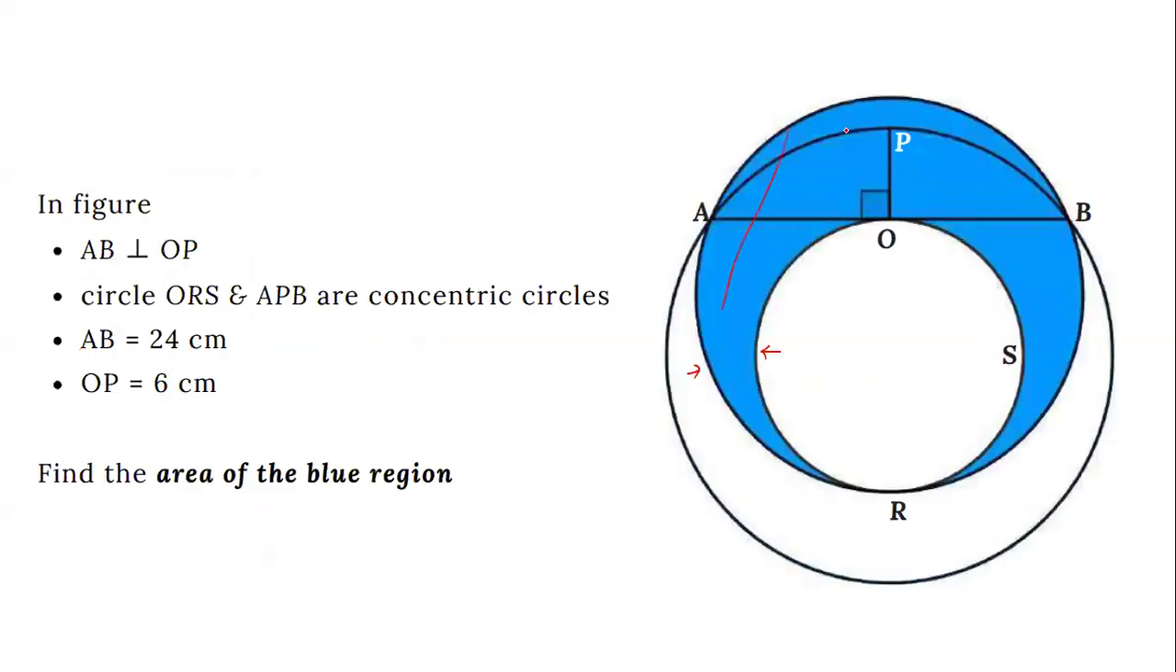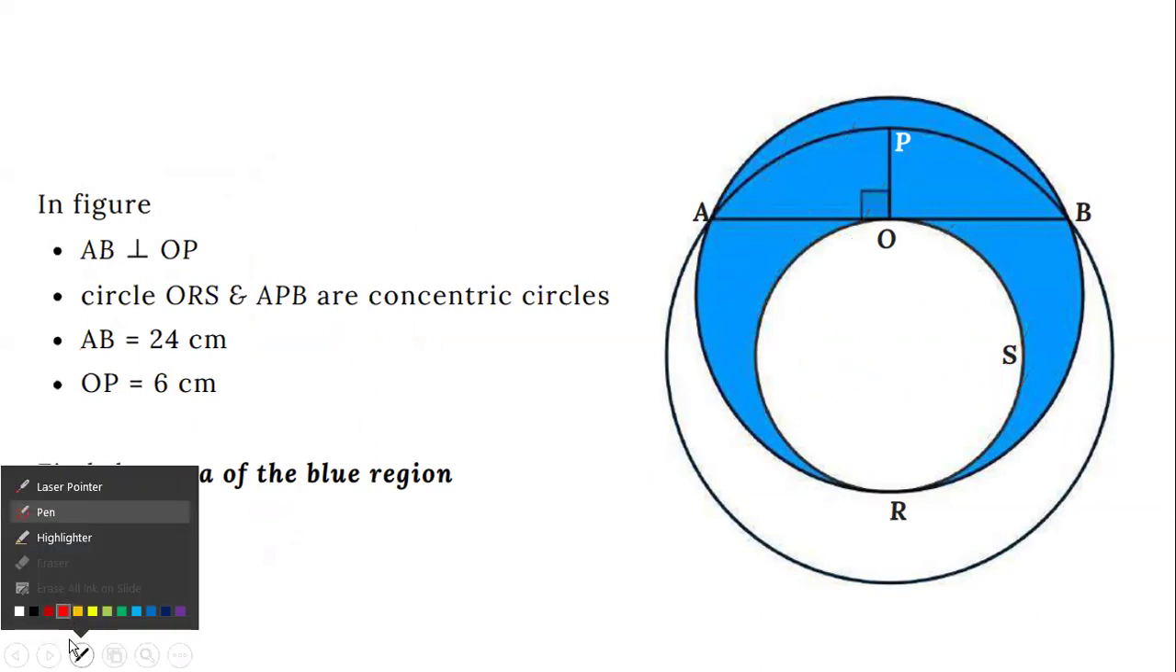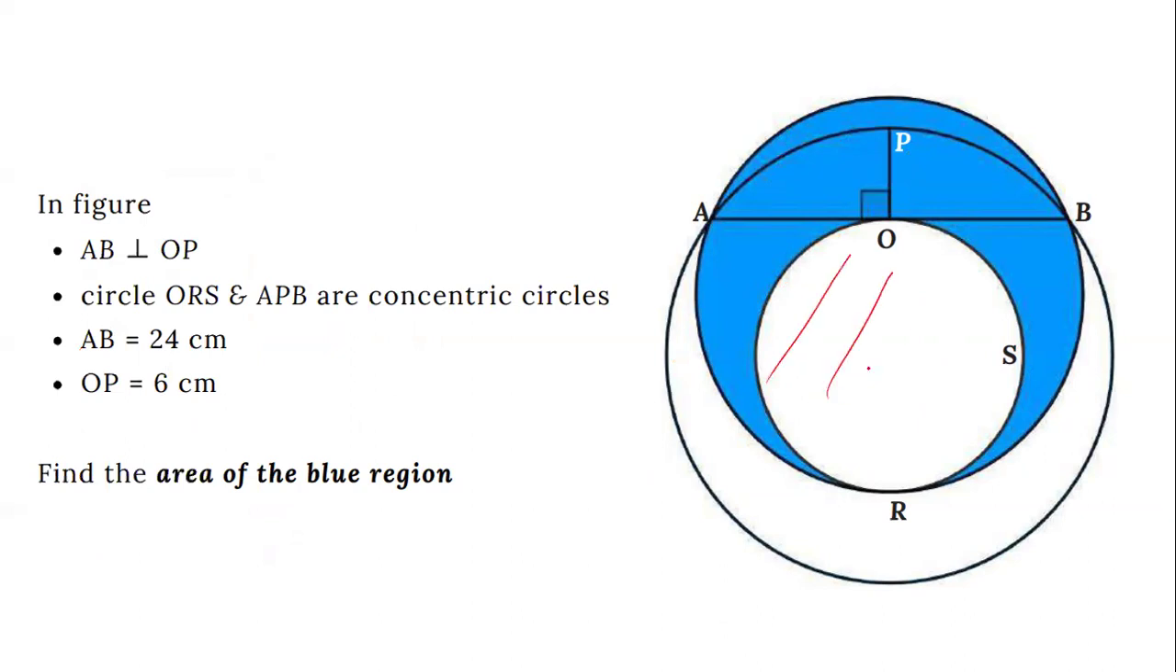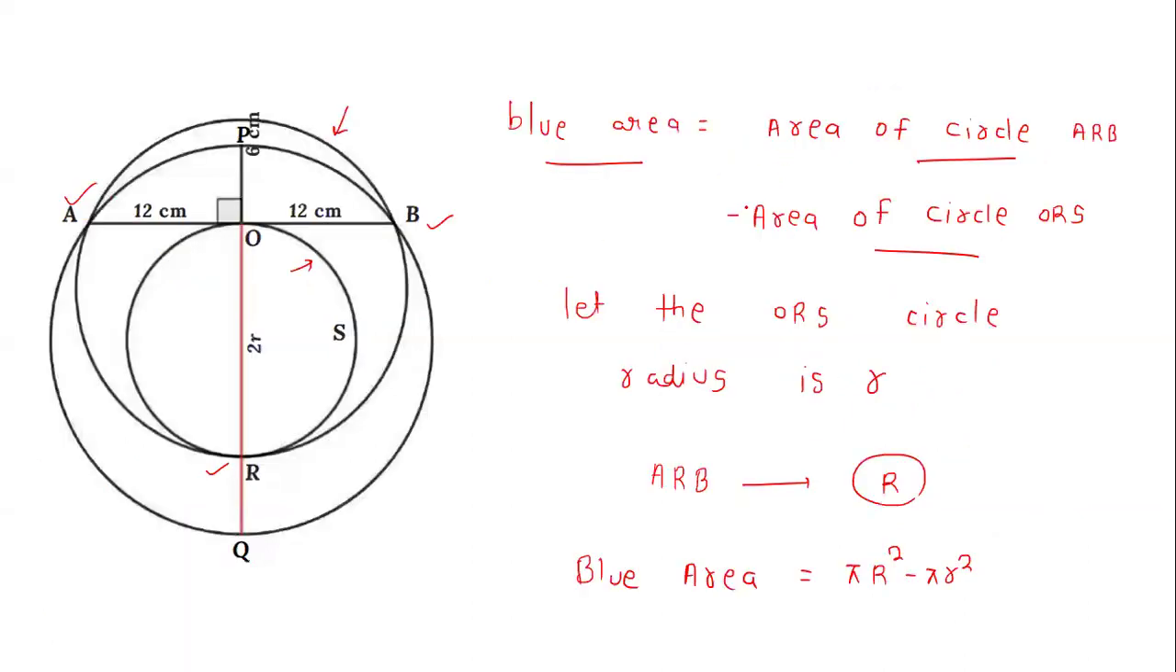The ARB circle has this full area, and this ORS circle has this area. If you subtract both of these, you get the blue region area. So this is our strategy. In this way, we are going to find the area of the blue region.